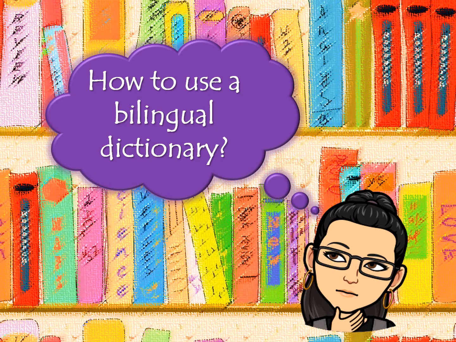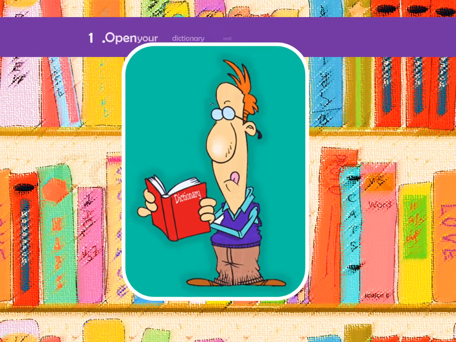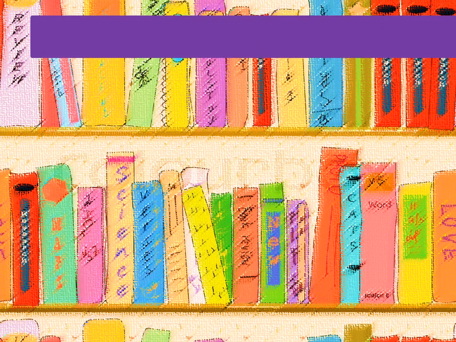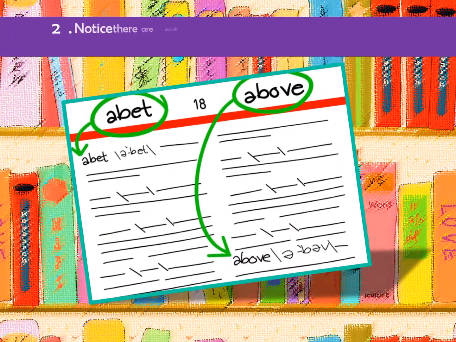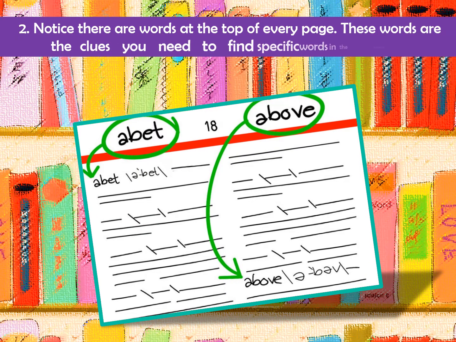How to use a bilingual dictionary? Number 1. Open your dictionary and look for the letter you need. Number 2. Notice there are words at the top of every page. These words are the clues you need to find specific words in the dictionary.